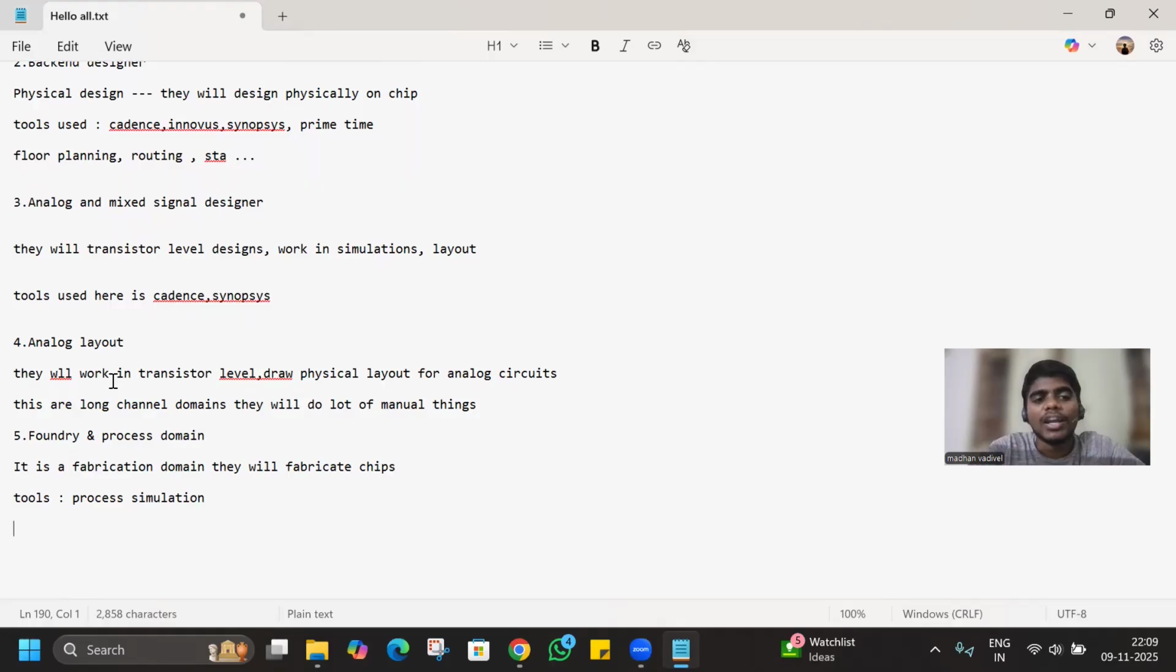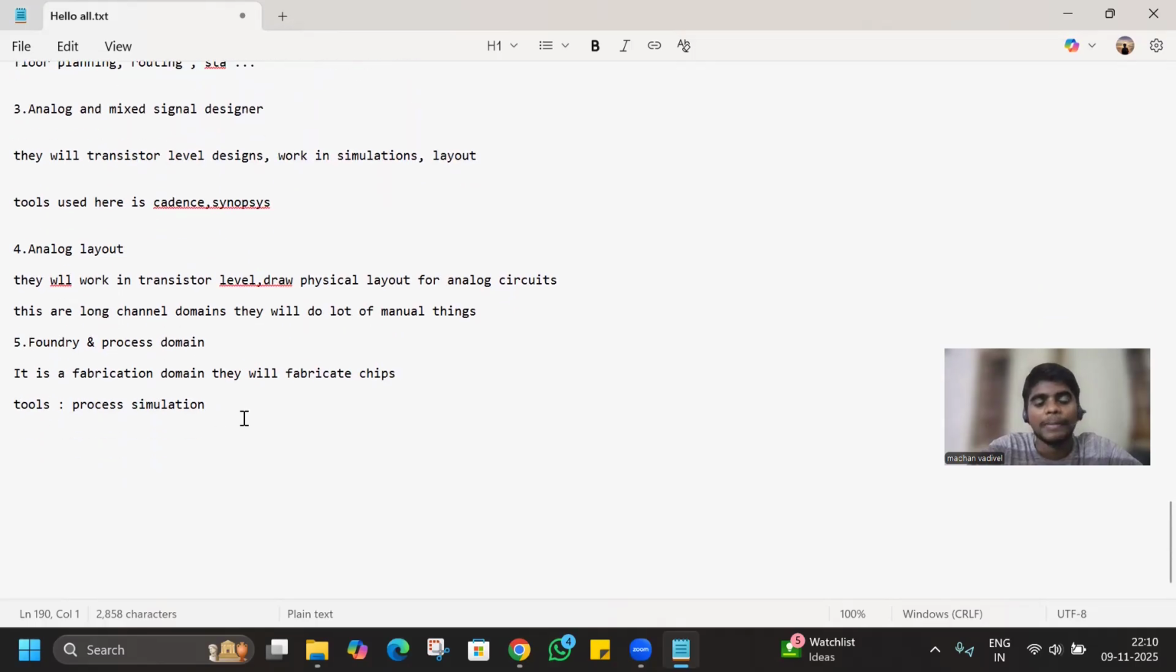Analog and mixed signal designers are transistor-level designers, and they work on simulations and layout also. The analog layout people are exactly the same, but both are long channel domains. They will do a lot of manual things rather than digital. The last step is the foundry and process domain, the fabrication domain. Once all the processes are completed, they will fabricate the chips based on that design, and they will use process simulation.